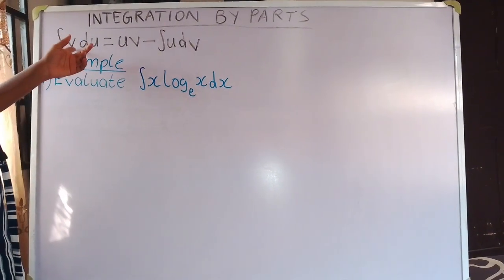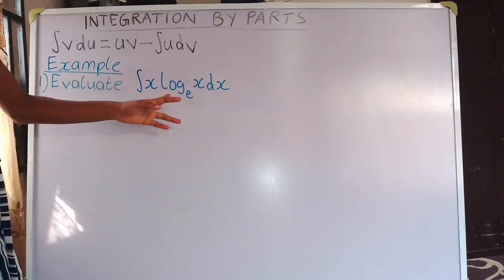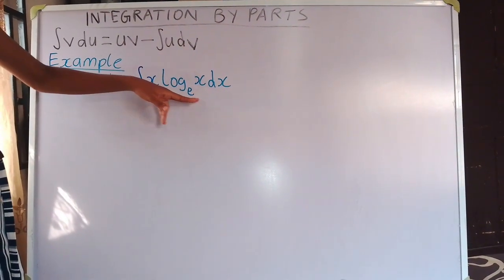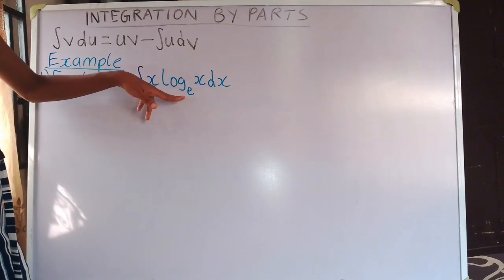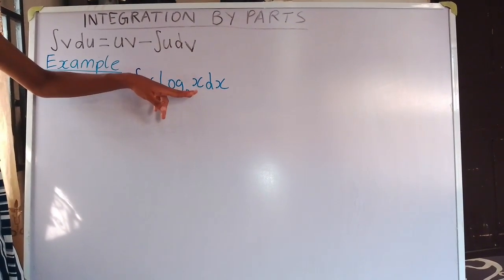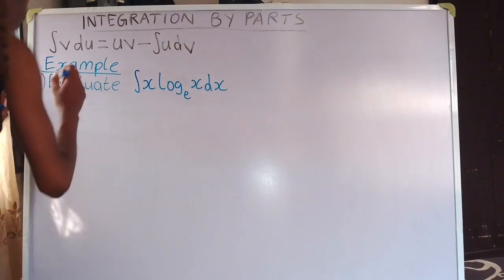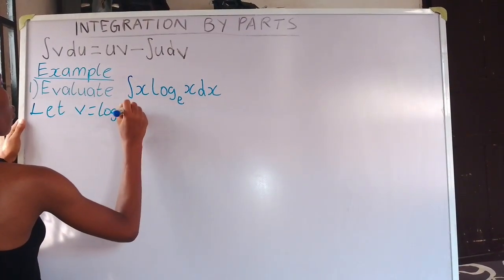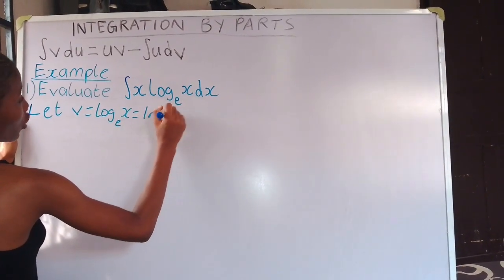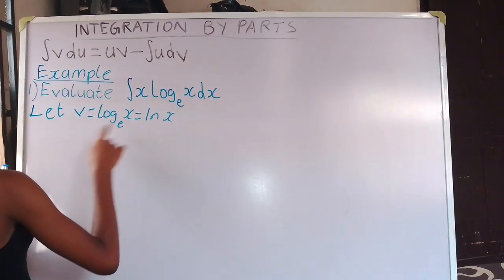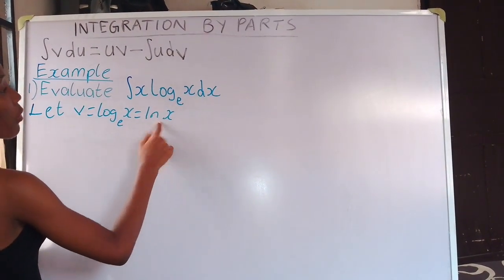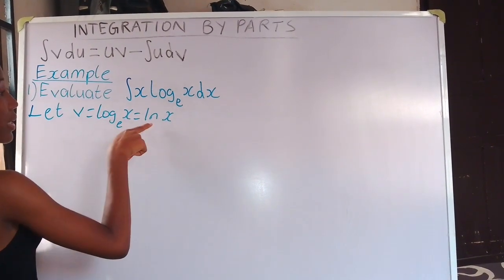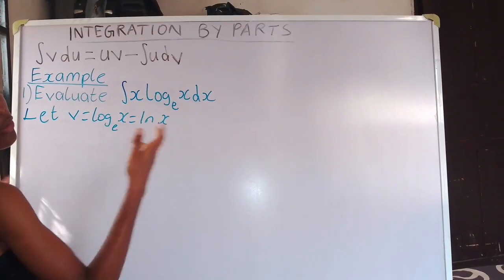First of all, we need to name them v and du. Now, I'm going to be naming this log x to base e, v, because it will be easier to differentiate this. But to integrate this, there's no definite integral for ln x, but there's a definite differential for ln x. So we'll say let our v be log x to base e, which is the same thing as ln x actually. I did this so that to get the dv, you will easily differentiate ln x. But assuming I assigned it as du, that means we need to integrate it, and there is no definite integral for ln x.